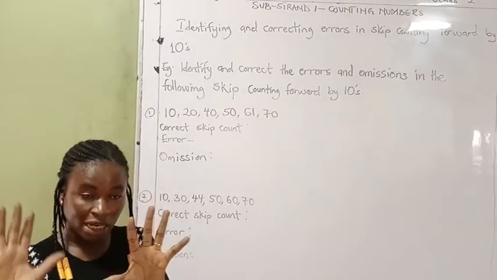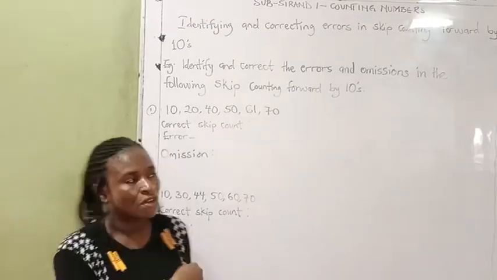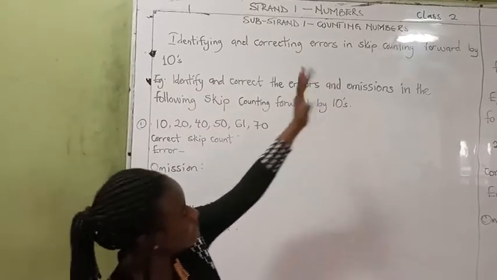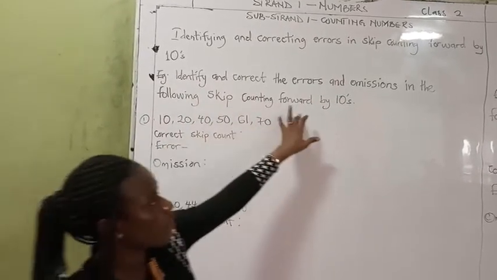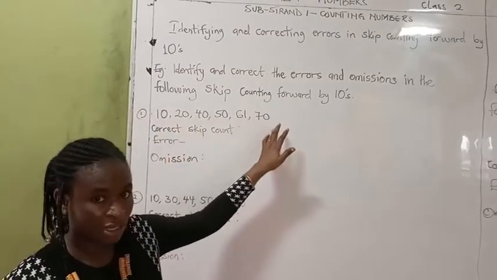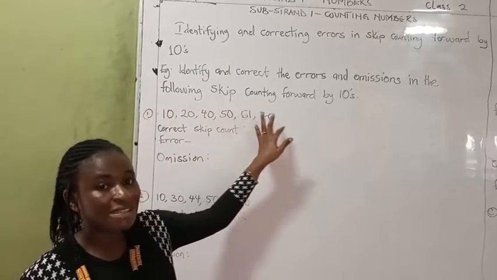So this one is 10. And you know, skip counting forward in tens means we are adding 10. Very good. So we are going to identify and correct the errors and omissions in the following skip counting forward by tens. Now, these are the numbers we've been given. We have 10, 20, 40, 50, 61, and 70.